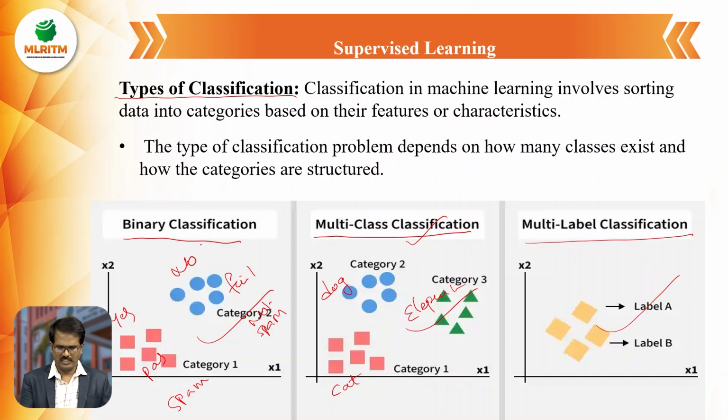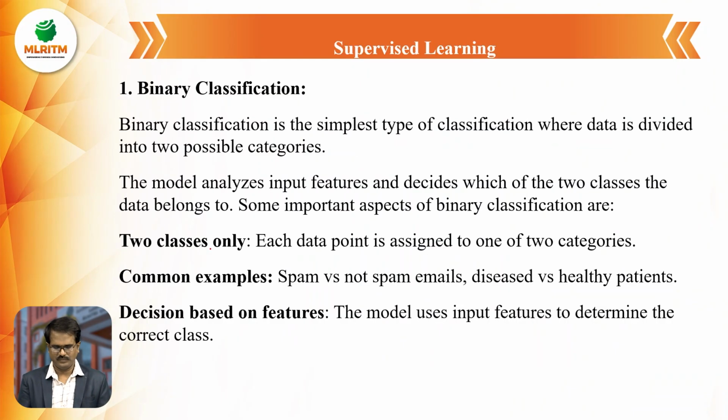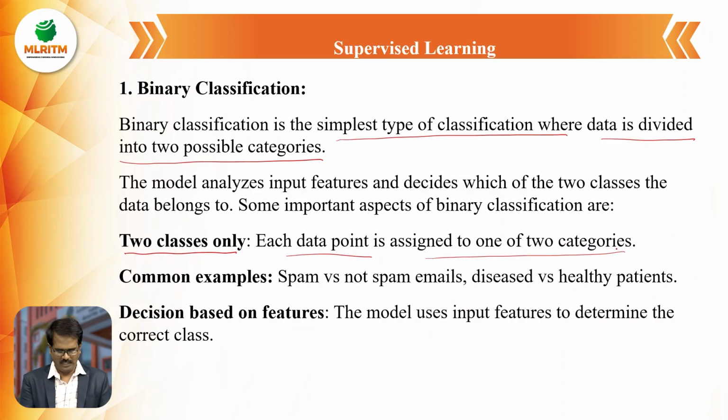First, we will discuss what is meant by binary classification. Binary classification is the simplest type of classification where the data is divided into two possible categories only. It means there are only two categories in the given data set. Two classes only. Each data point is assigned to any one of the categories. Common examples: spam, not spam, diseased, healthy patients. Like this, there are only two categories. In that case, we will go through binary classification.